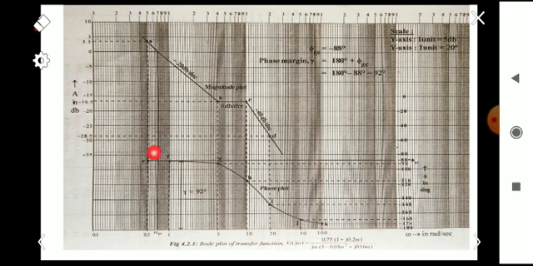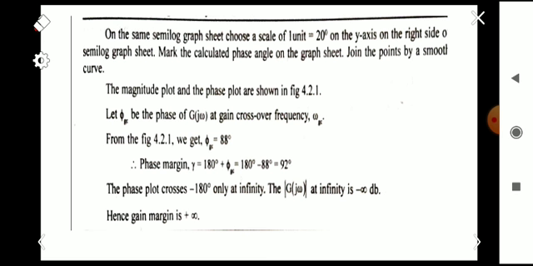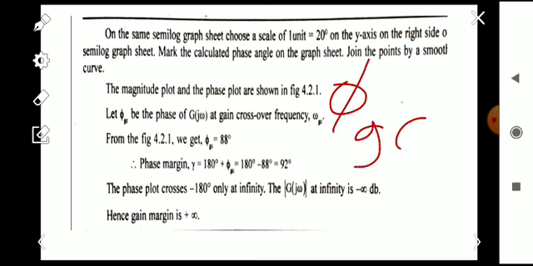So this is the corresponding Bode plot. This is the magnitude plot and this is the phase plot. And from these plots we have to find the phase margin as well as the gain margin. So listen carefully. For finding the phase margin, the equation is, where gamma is the phase margin, gamma equals 180 plus phi gc. This phi gc is the phase angle corresponding to the gain crossover frequency omega gc.